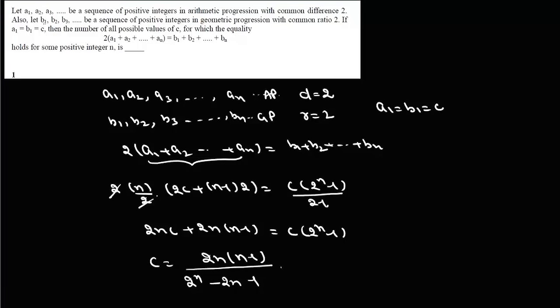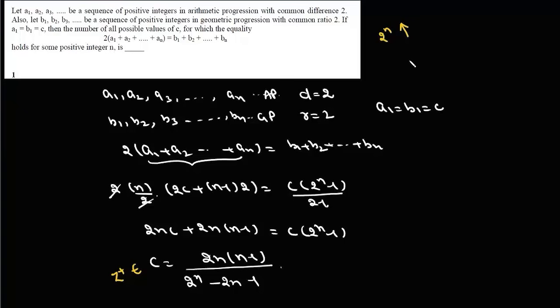Since c is A1 and B1, which are from sequences of positive integers, this c is a positive integer. So we are looking for positive integral values of c, and since in the denominator we have 2 to the power n, we know that the denominator is going to grow faster than the numerator. So there will be some value of n after which the numerator will be less than the denominator, and then we cannot have a value of c. So it will give us some sort of upper limit of n.